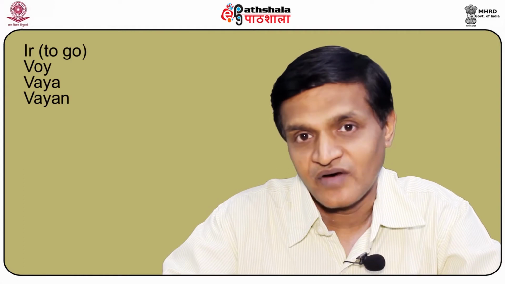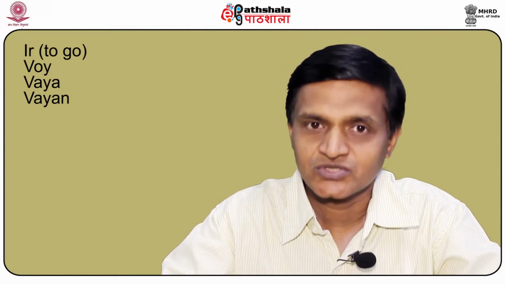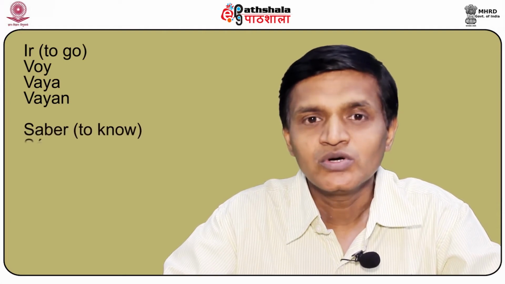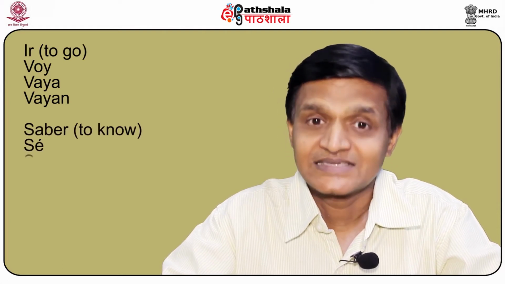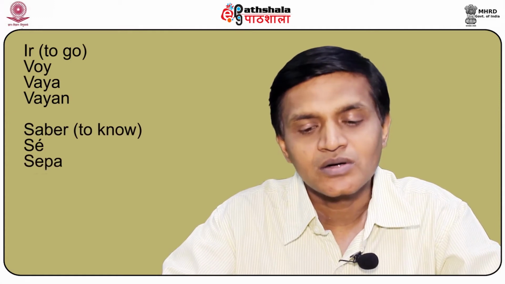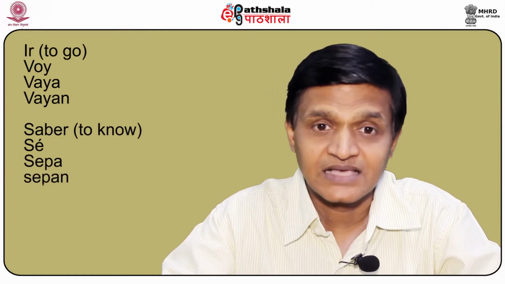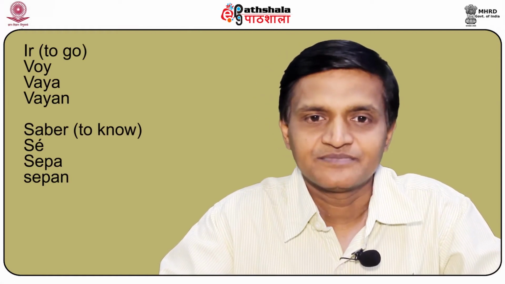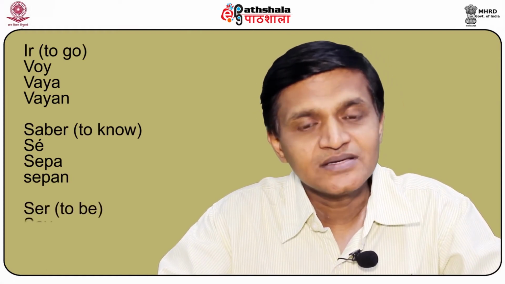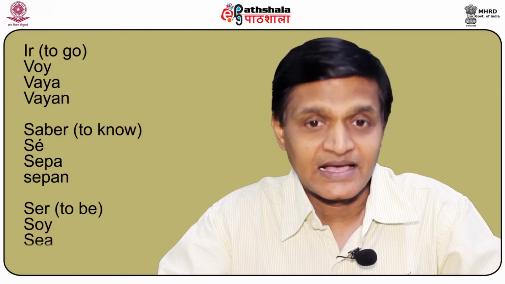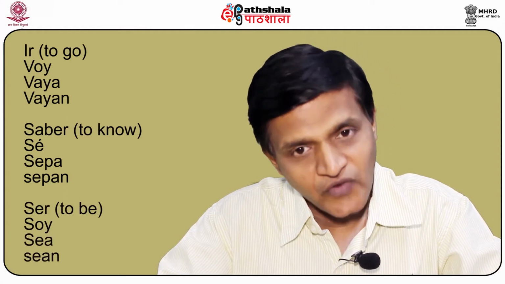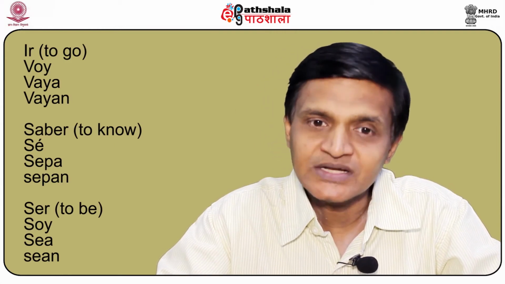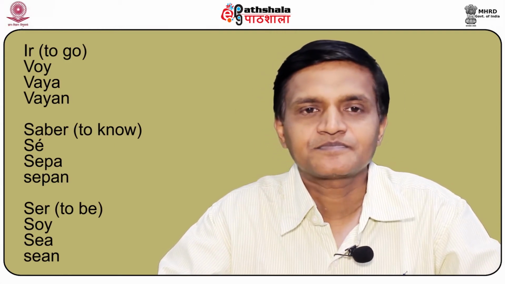So the ir in vaya becomes vaya con Dios, may you go with the gods. So, saber, to know: the present indicative is sé with an accent, the formal singular is sepa, and the formal plural is sepan. Ser, to be, is soy as indicative. In the formal singular it becomes sea, and in the formal plural it becomes sean.